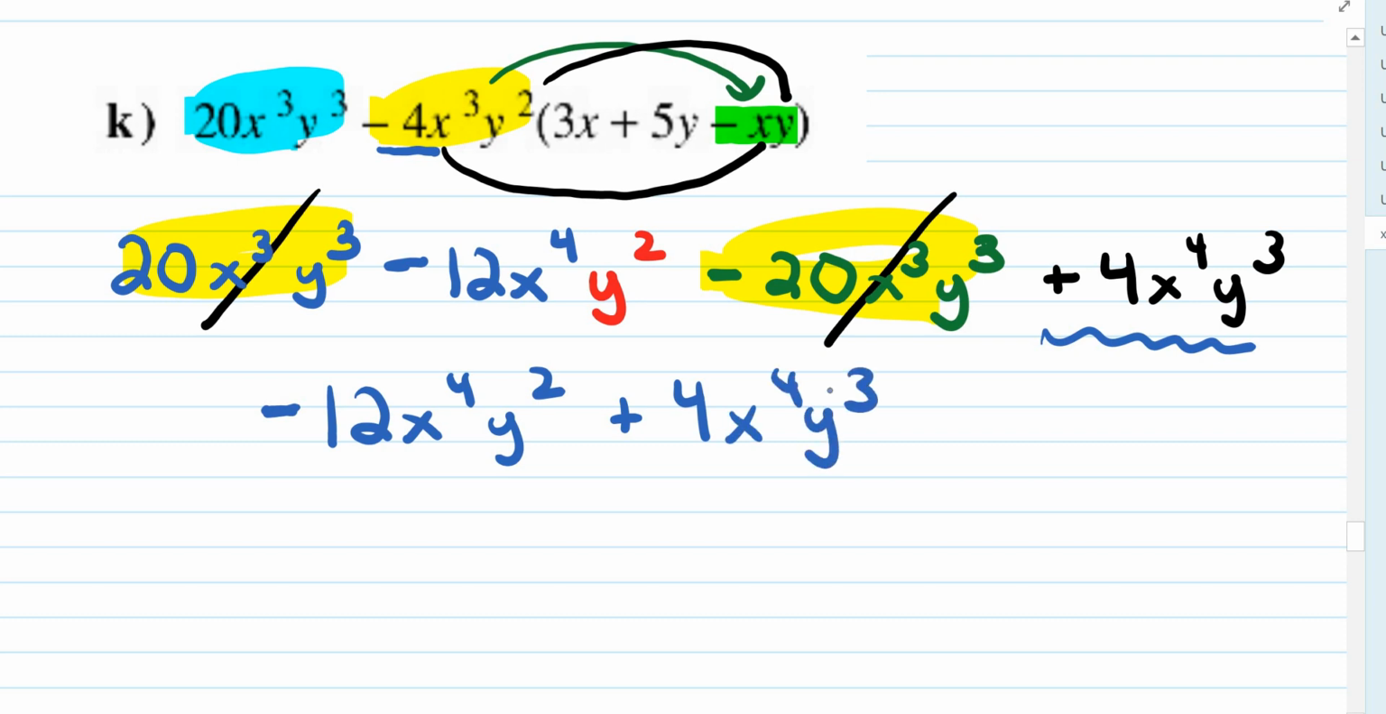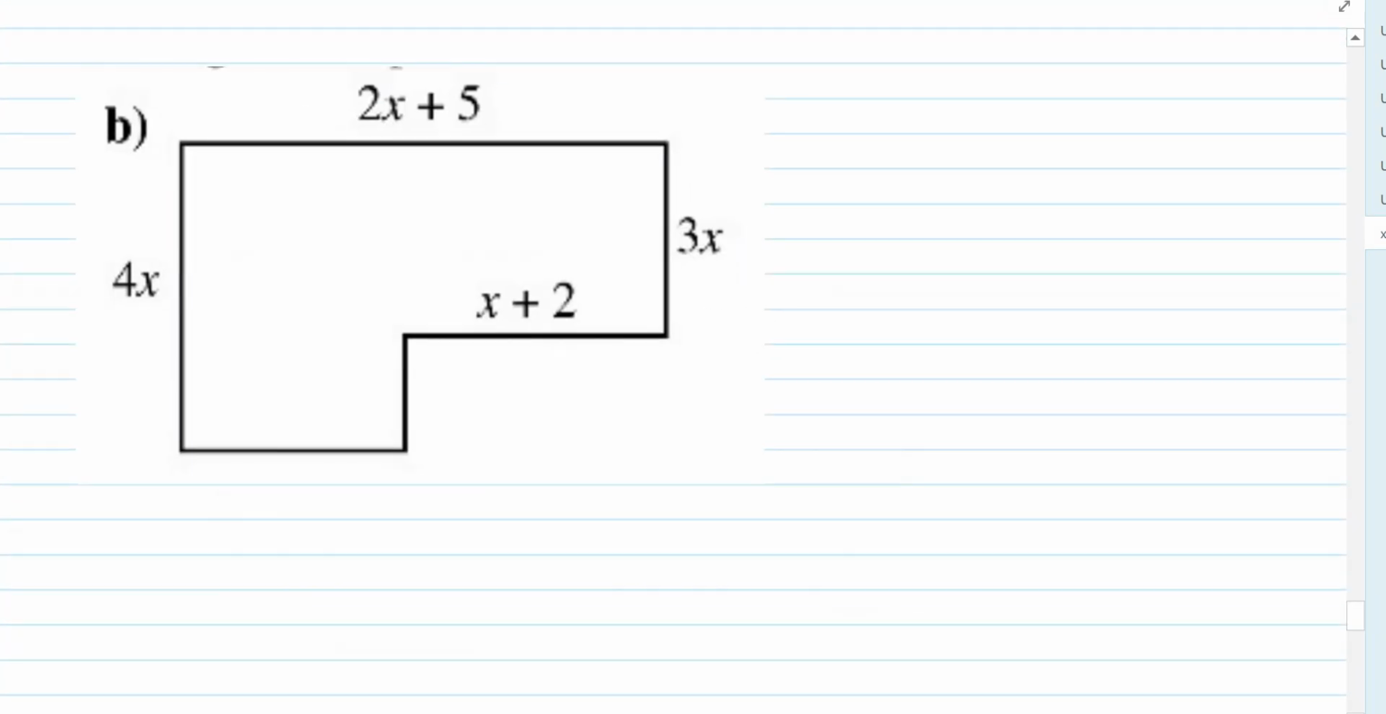Okay, let's move on to the final two questions of this homework video guide. Okay, so for letter B here, letter 8B, we need to determine a simplified expression for the area of the given shape here. So we need to find the area of this shape. And just by looking at this particular shape here, there's a few ways you can do this.